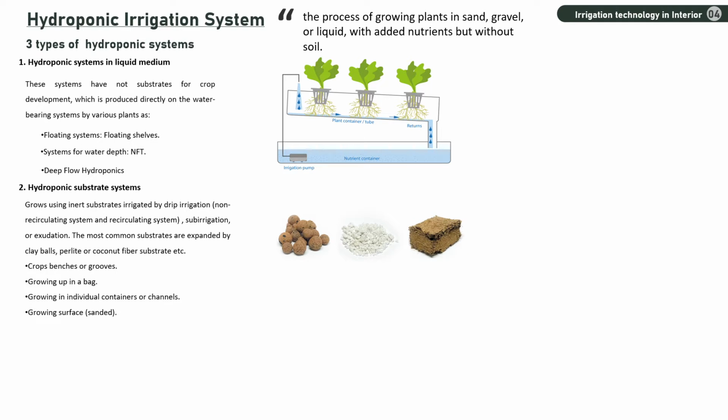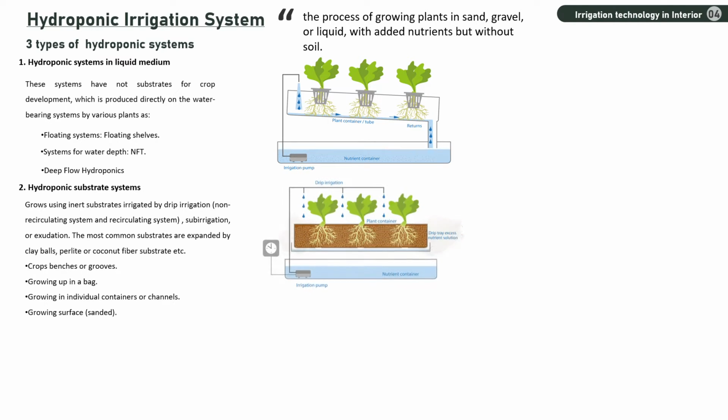The substrate or growing medium serves to keep the plant in place as well as provide an environment the root system can function in. The crops may be grown on benches or grooves, in a bag, in individual containers or channels, and lastly, growing in a surface or sand.